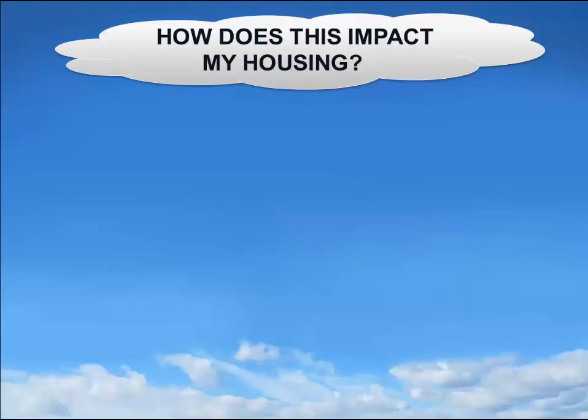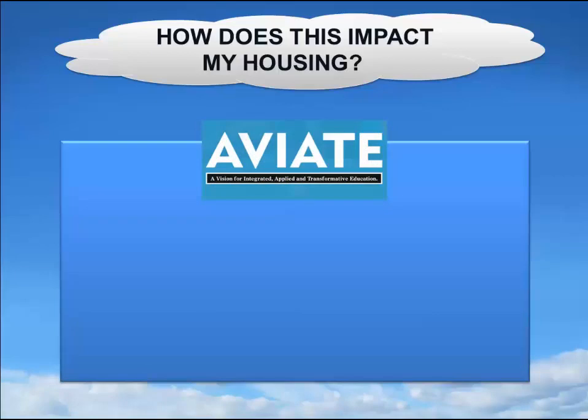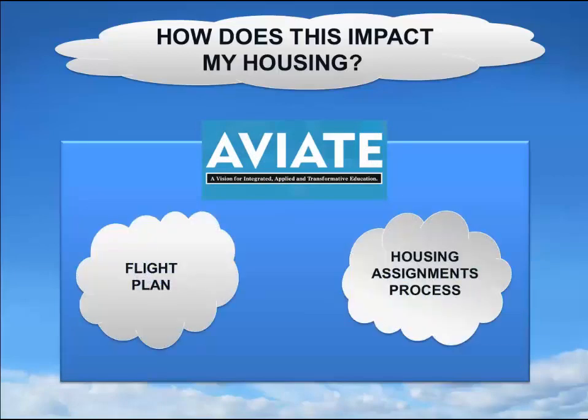When we talk about Aviate as the vision for learning, there are 2 pieces that fall within that vision. The flight plan, which we discussed being the blueprint for how to get involved, including the resources and tools you need to do so, and the housing assignments process. Serving as the connection between the flight plan and the housing assignments process, there is PATH, which stands for Points Accumulated Towards Housing. PATH is the alignment of the flight plan and the housing assignments process.